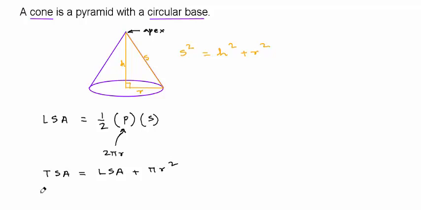And the volume of a cone is equal to 1/3 the area of the base. Remember, that's the general formula for any pyramid. 1/3 the area of the base. The area of the base is pi r squared times the height, which is H. So we have 1/3 pi r squared H as the volume of the cone.